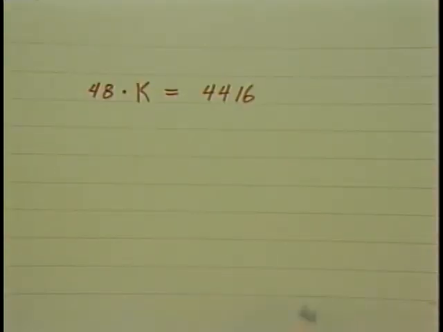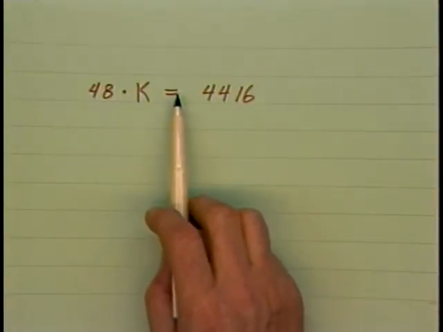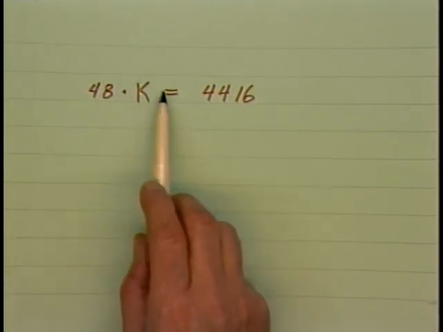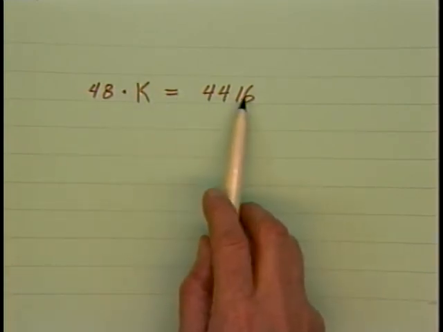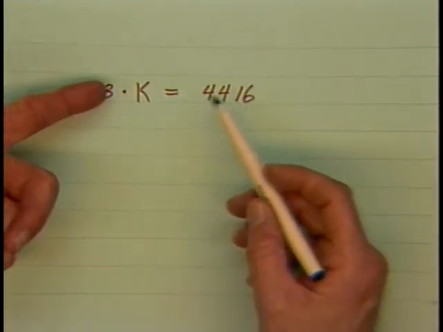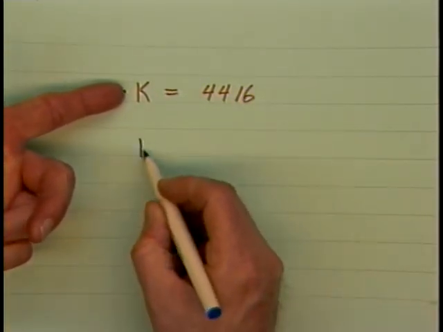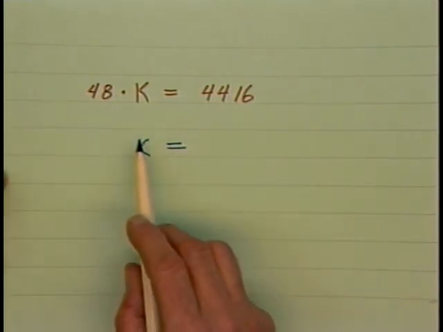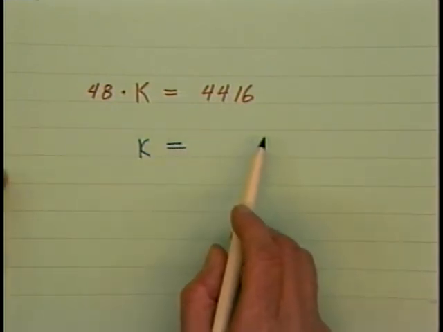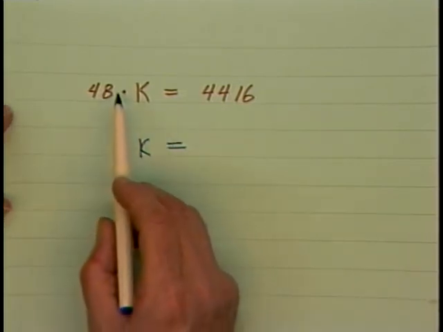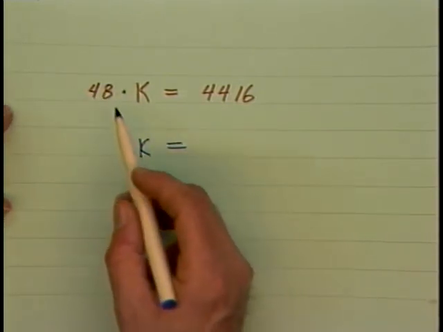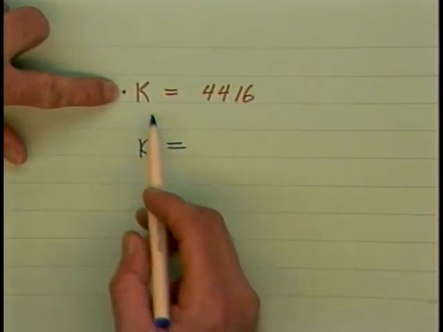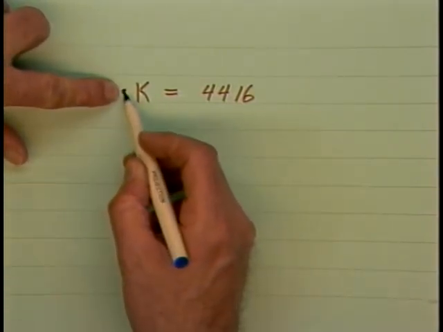One last look at simple algebraic equations. This reads 48 times some number called k is 4416. To solve the equation, we're trying to isolate the variable so that the sentence itself will tell us what k is. See, k is something. Remember, it's not the 48 we're trying to undo. We ask primarily what is the 48 doing to the k, and it's multiplying.